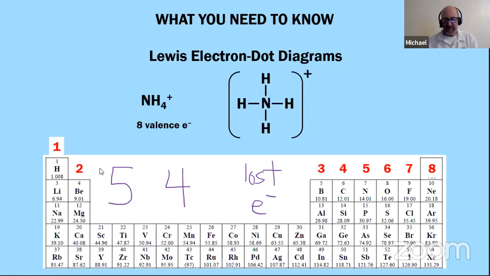In Lewis electron-dot diagrams, we typically like to show an overall charge by wrapping brackets around the structure and then putting the overall charge on the outside like that. Nothing else to add, 8 valence electrons, full shell.